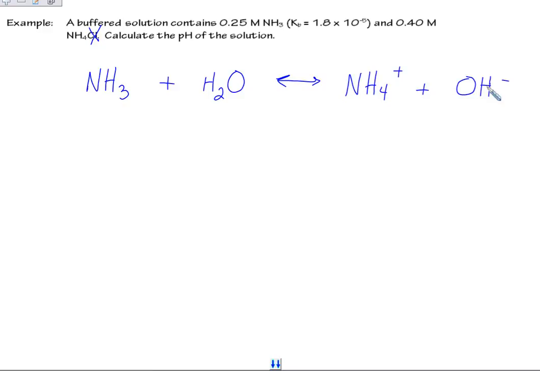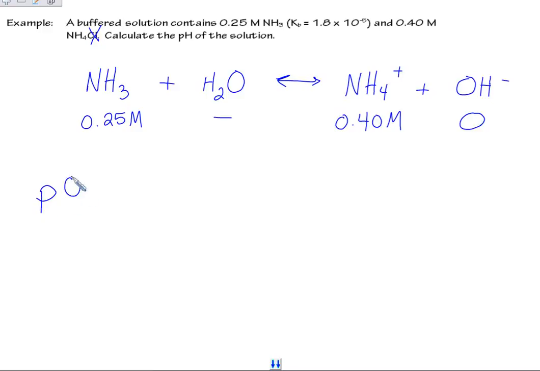All right, so what do we got? 0.25 molar ammonia. And then we've got 0.4 molar ammonium ions. We don't care about the water, and initially the hydroxide is 0. If you insist, you can set up an ice table, and it would be totally fine. You can solve for hydroxide, take the opposite log, you're good to go. Or you can use the Henderson-Hasselbalch shortcut for a basic buffer, and another sign that this is a basic buffer is they give me a Kb value.